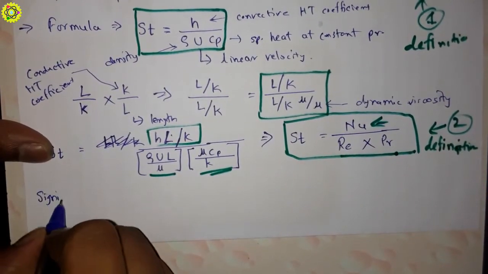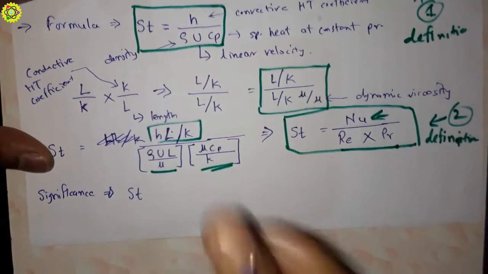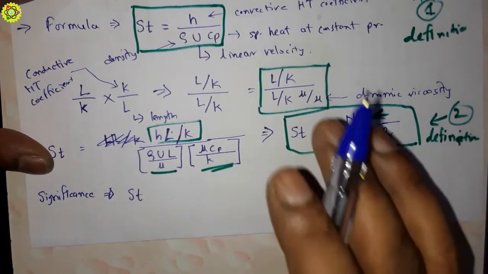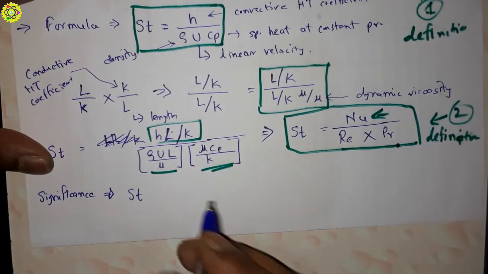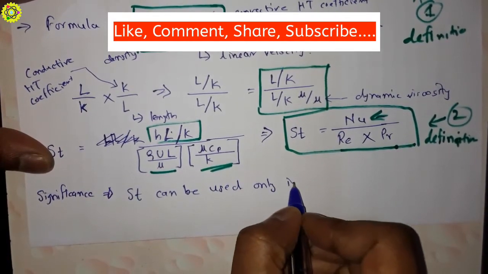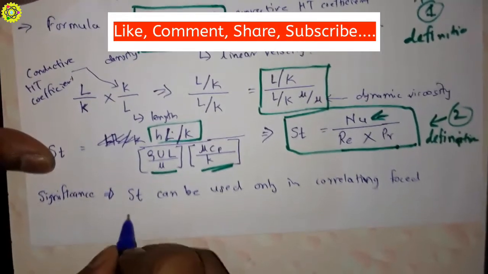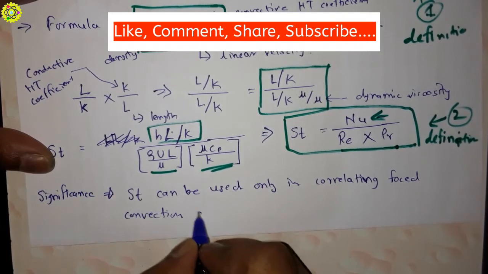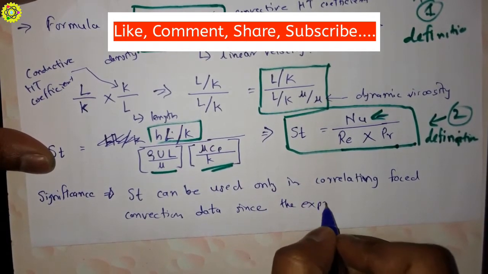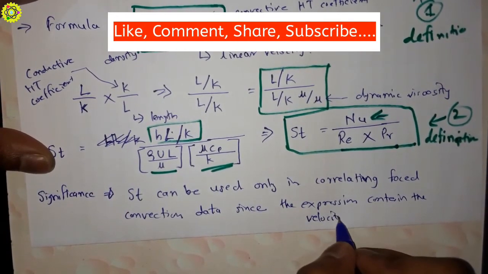Now the significance of Stanton number. The Stanton number can be used only in correlating forced convection data. This is because the expression contains the velocity u.